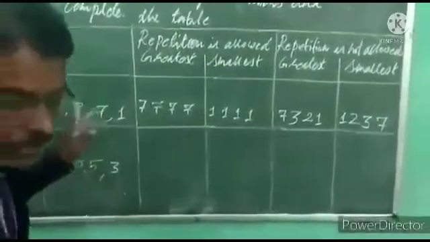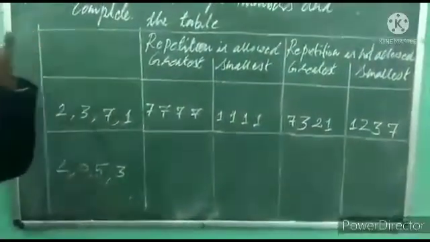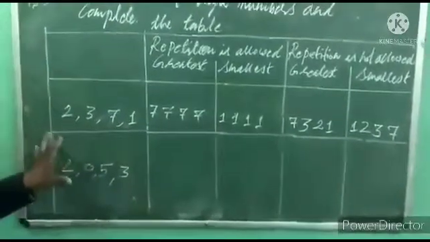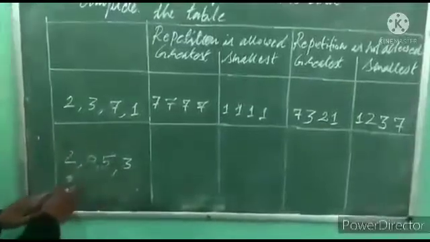Here there are total A, B, C, D. 4 examples were given in question number 7. I am explaining only 2 examples. The remaining 2 you have to do as homework. Over. Now next question.